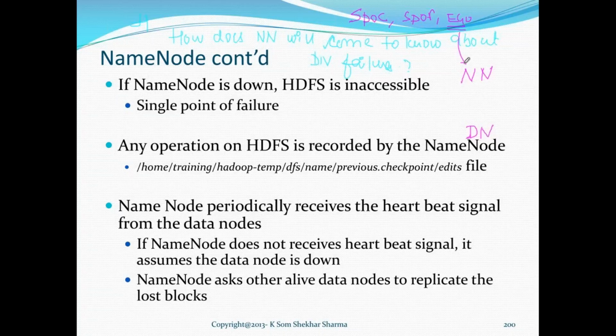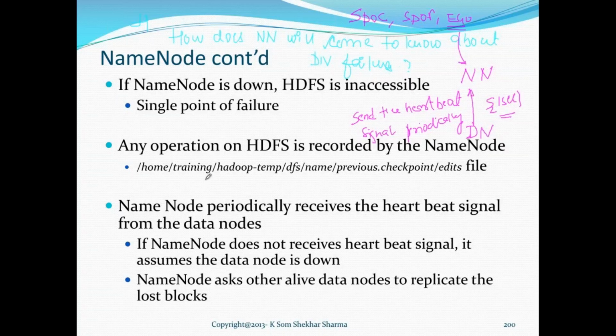Name node has an ego problem. He is being a master, he has an ego problem. He will never ever contact the data nodes. Data nodes are the slave process, so they have to send the heartbeat signal periodically to the name node. The periodicity could be 1 second.